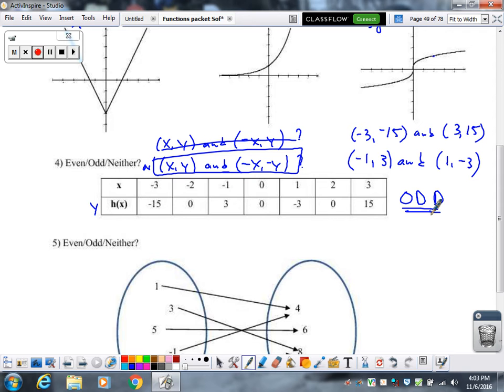So it's another way that we could ask you to determine if a function is odd, even, or neither, by giving you a table of values. So again, by observation, observe which points are on the graph. Do they represent a reflection over the y-axis, or is it a reflection through the origin?